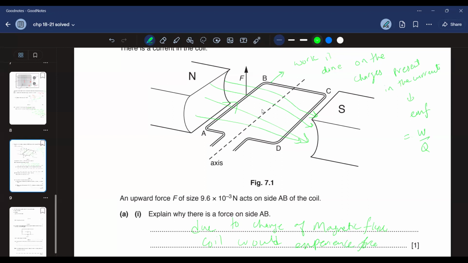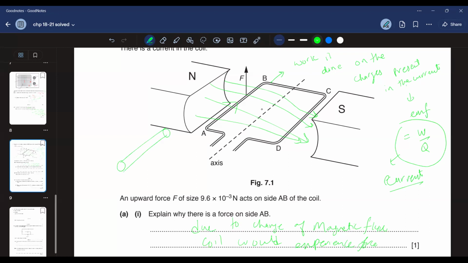So when work is done on the charges present in the conductor by the magnetic field, this would only occur if the value of the magnetic field is continuously changing across the coil or the wire. ठीक है? So जब भी relative movement होती है between a magnetic field and the conductor, a force is experienced by the charge, which is basically we term as the induced EMF across the conductor. और when that induced EMF is occurred, so हमारे पास क्या flow करता है? करंट फ्लो करता है.